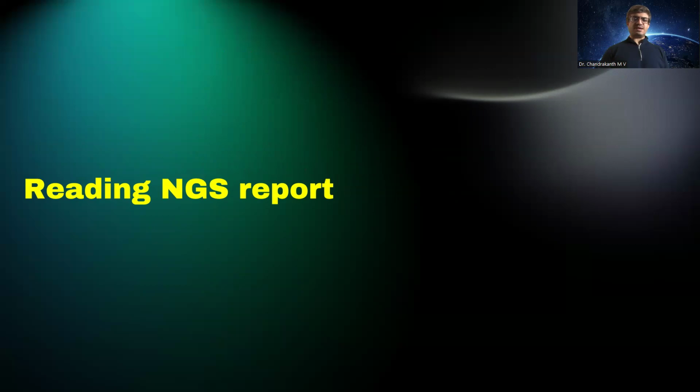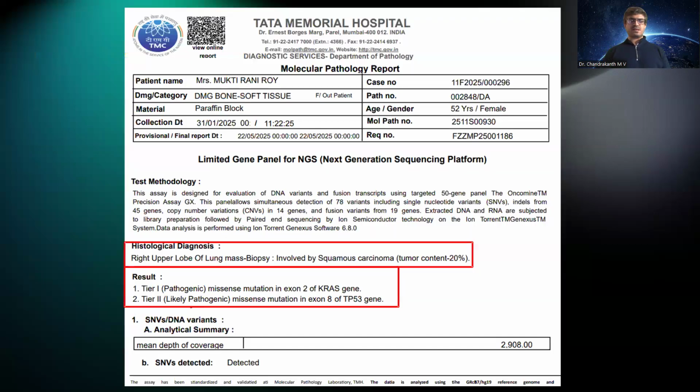Now coming on to reading an NGS report. The moment I show an NGS report to you, you will quickly say, okay, let me see the result. Okay, KRAS mutation in lung. All right, this is bone and soft tissue. This is right upper lung squamous cell carcinoma, or a RAS mutation, there is no drug, so we cannot do anything about it. It's not the way you need to read. How do you go about it?